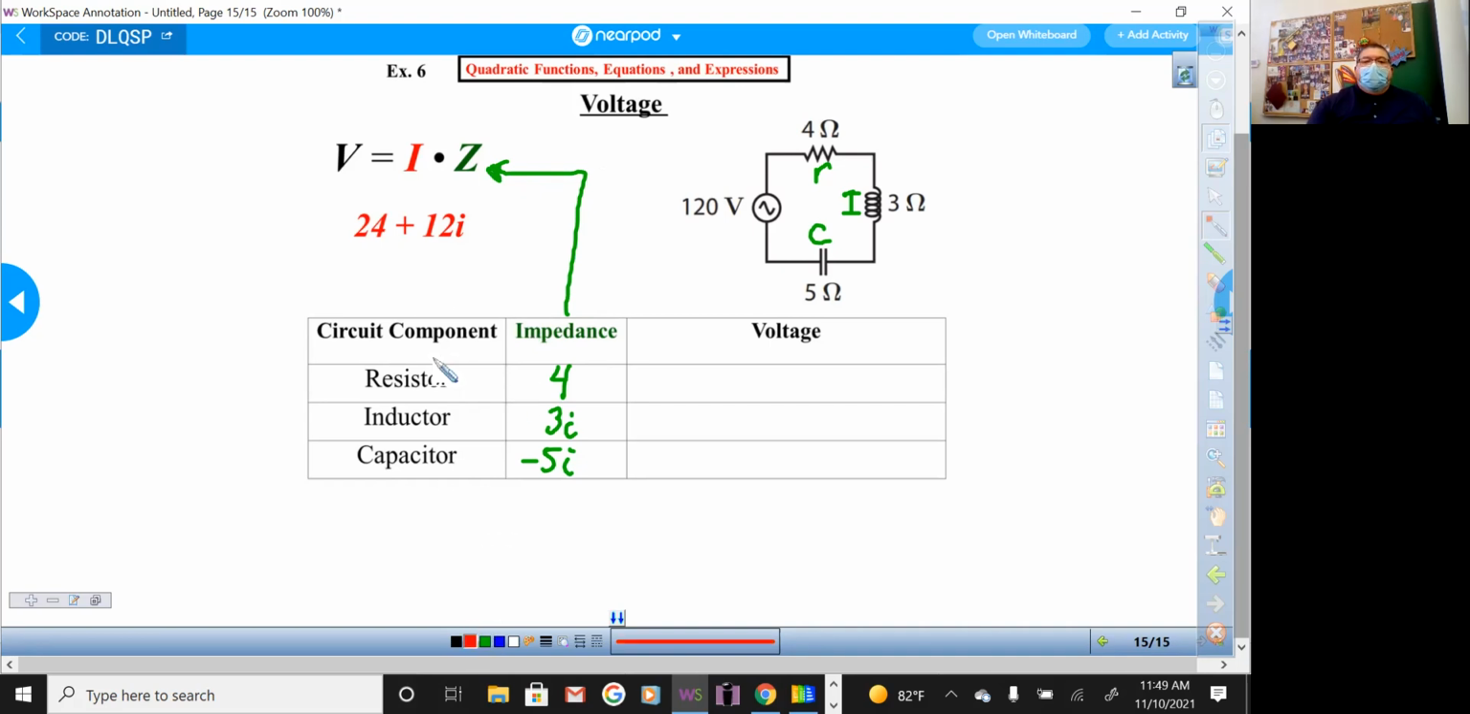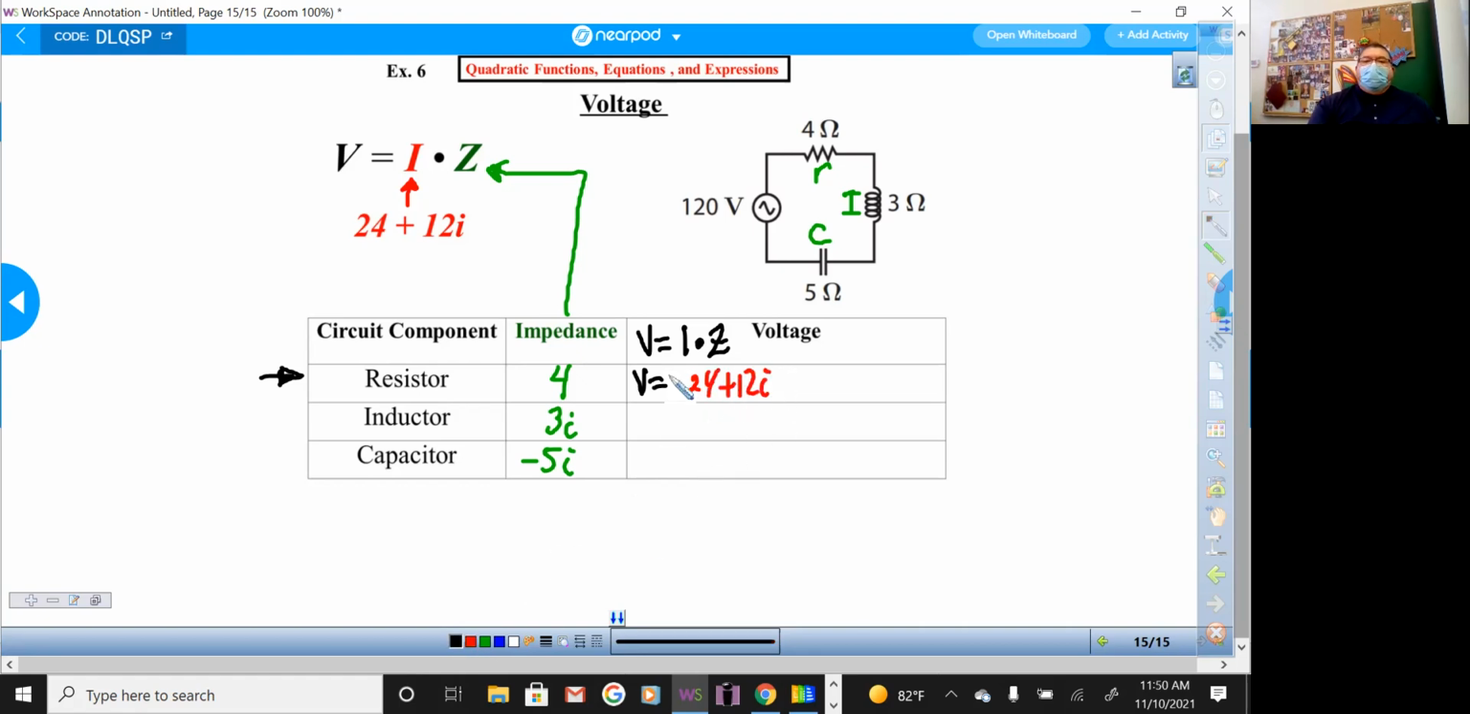And in red, this is our current that we're going to substitute in for the letter I in our formula. So I'm going to start with the resistor. Let's do the resistor together. I'm going to figure out the voltage just for the resistor, and I'm going to use the formula V equals I times Z. So to figure out the voltage, I need the current. What is the current? 24 plus 12i. Will that always be the current? No, the book's probably going to give you different currents. I'm just giving you an example. So the current is 24 plus 12i.